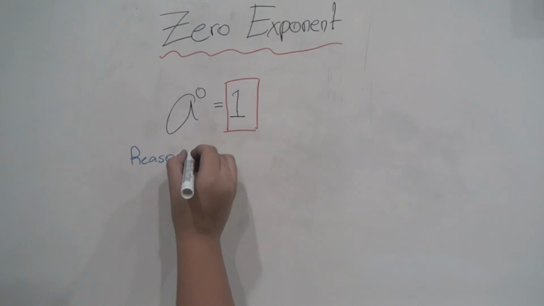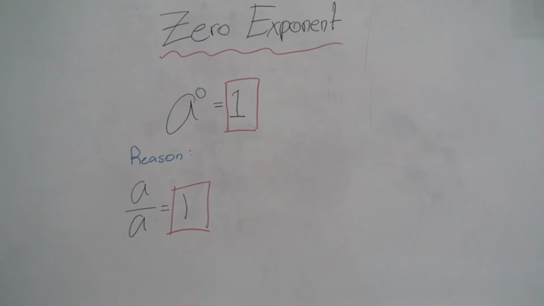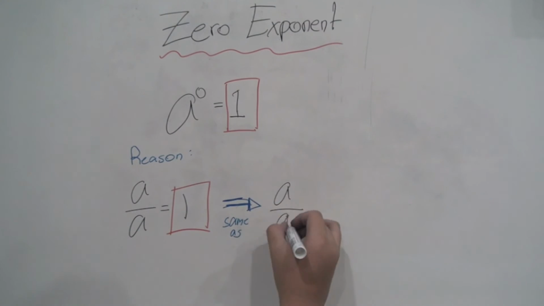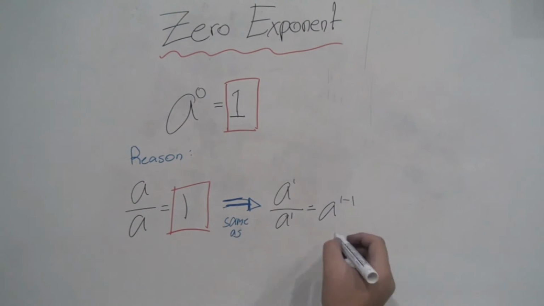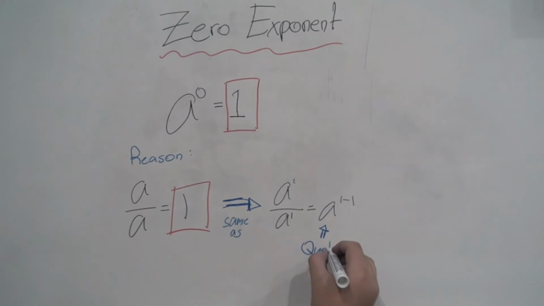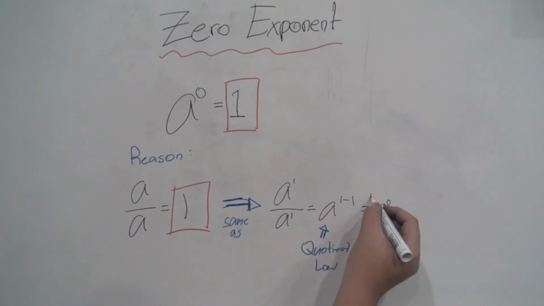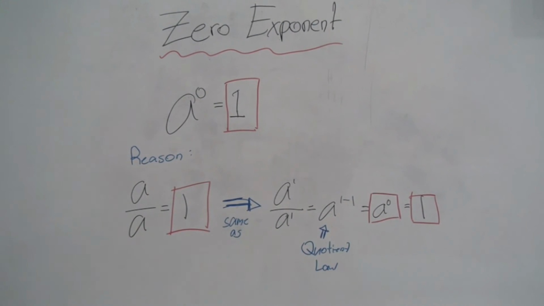Here's the reason why. It's common sense that a divided by a is 1, correct? But if you interpret a as a to the power of 1 and divide by a to the power of 1, based on the quotient law, it's a to the power of 1 minus 1. So it's equal to a to the power of 0. Therefore, a to the power of 0 is equal to 1.